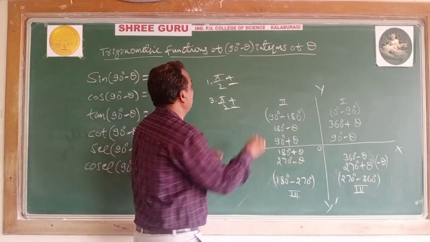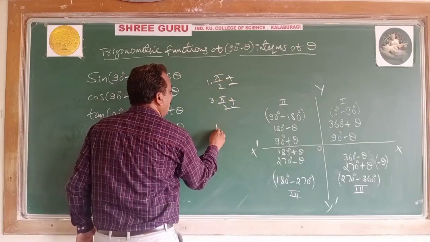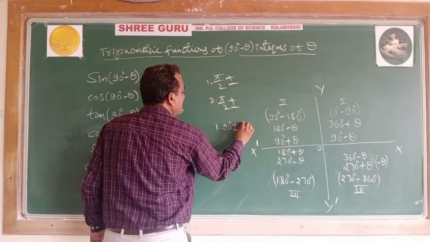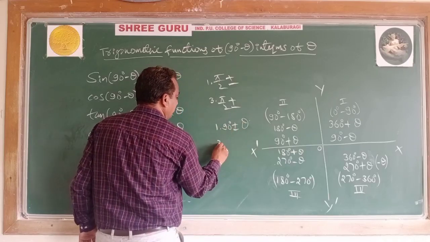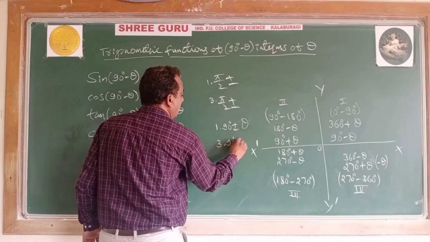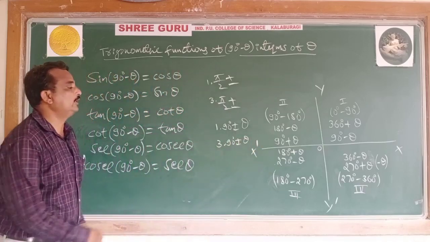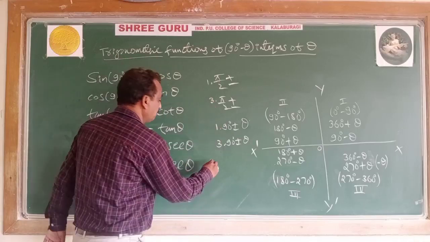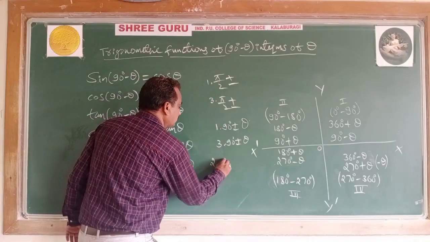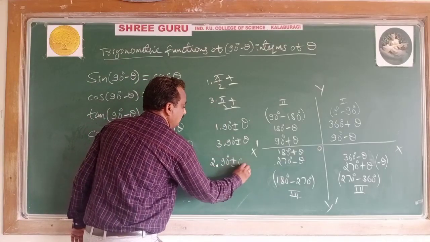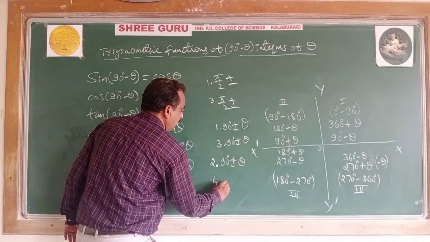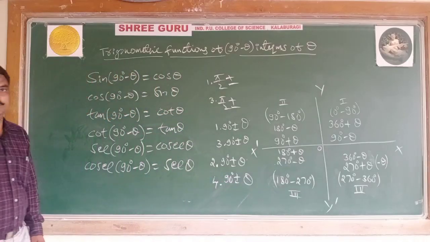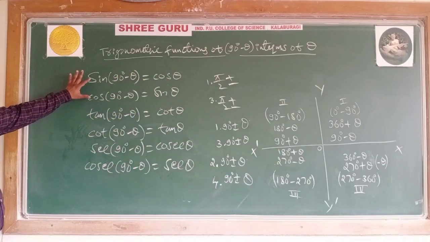So for such types of angles, odd multiples of 90 degree, odd multiples of pi by 2, the function changes. But even multiples of 90s remain the same. Even multiples of 90s, the functions remain the same. You should come to know next.